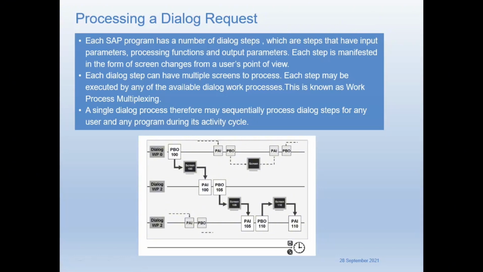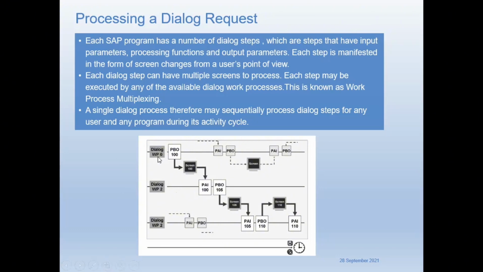That means to generate screen number 101 or 102, another logic called PBO will be executed. Then the next screen will be displayed to you. In that screen, if you give some input, PAI logic will get executed. To display a different screen, PBO logic will get executed. This is how the request will be processed with the help of PAI and PBO. And this can be called work process multiplexing.